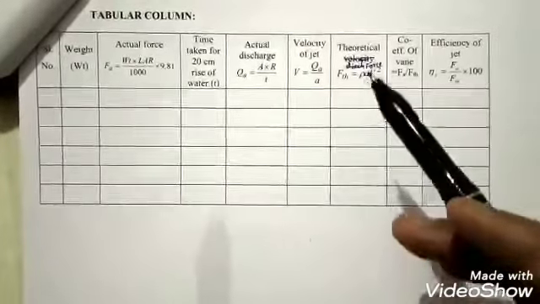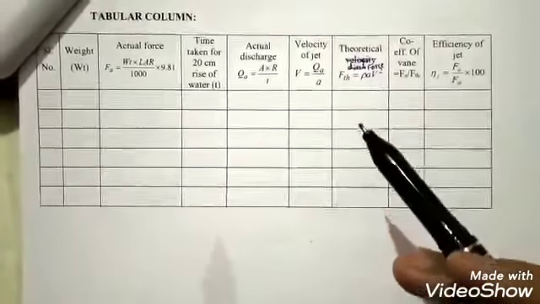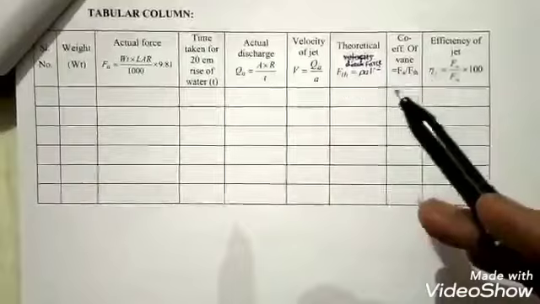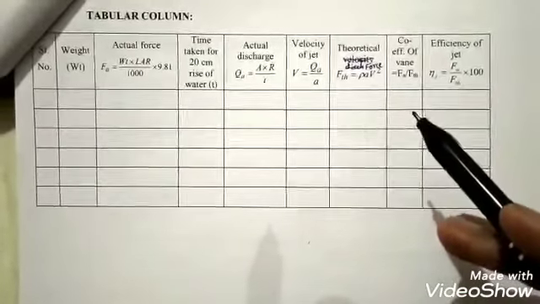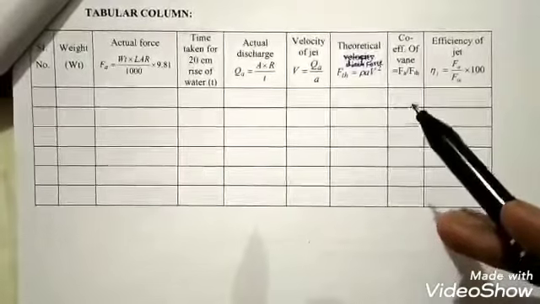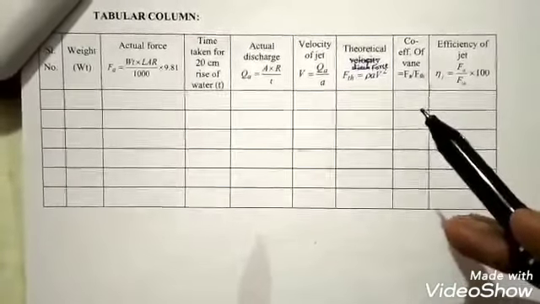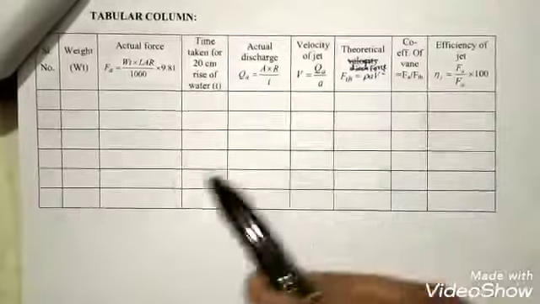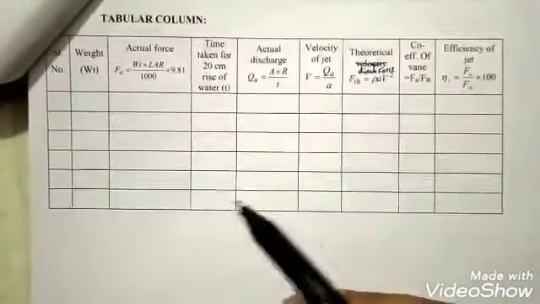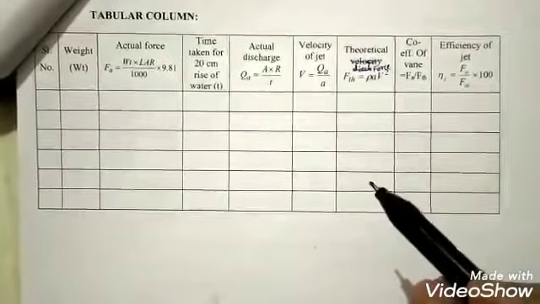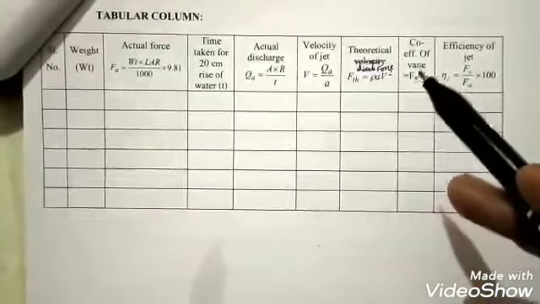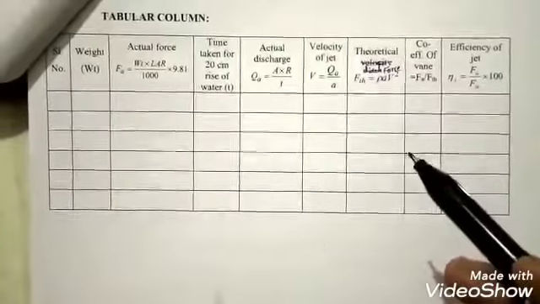So you can have that value, substitute here, and you can get the theoretical force. The next column is regarding the coefficient of the vane. Coefficient of the vane is nothing but the ratio of FA by F theoretical. Okay. So F actual, that is the actual force, we have calculated in this column, and F theoretical we have already calculated in the previous column. You can use that value. So take the ratio, and you can get the value of the coefficient of vane.